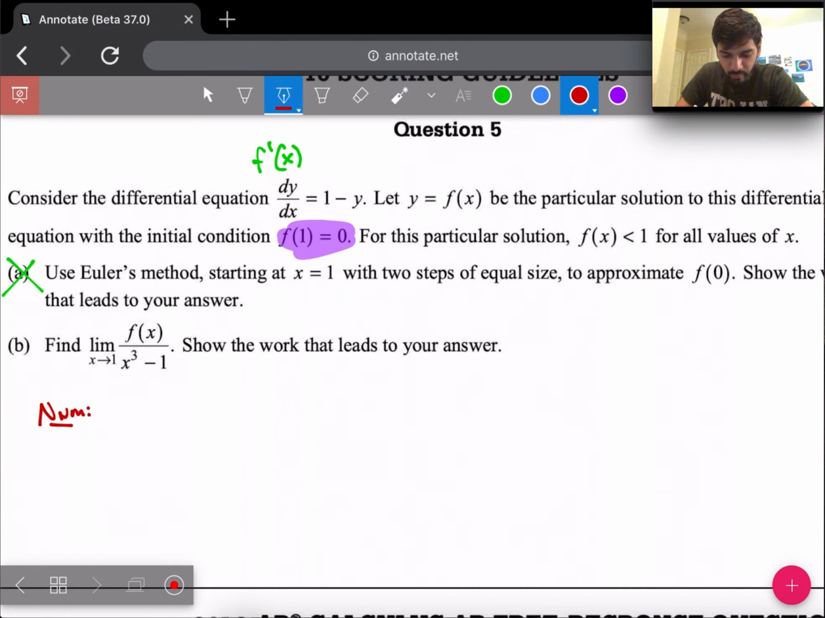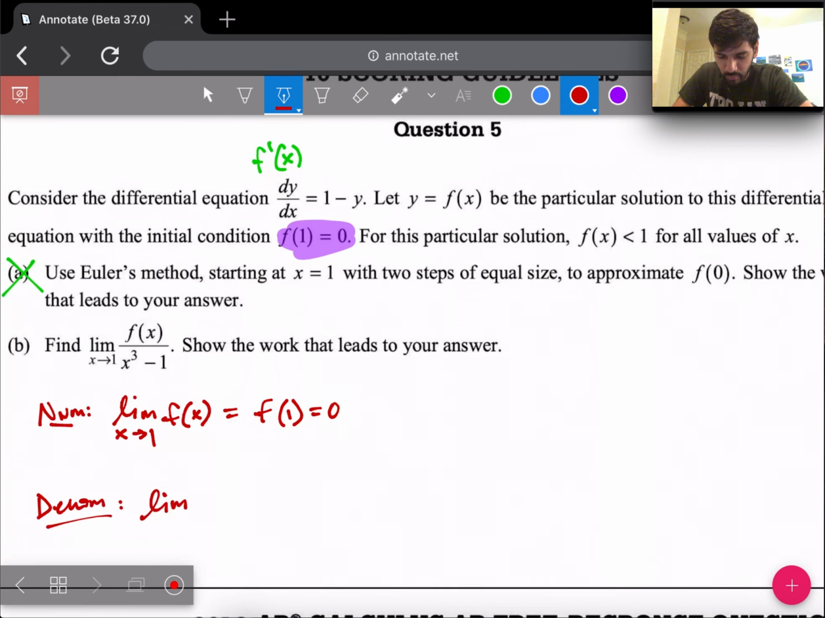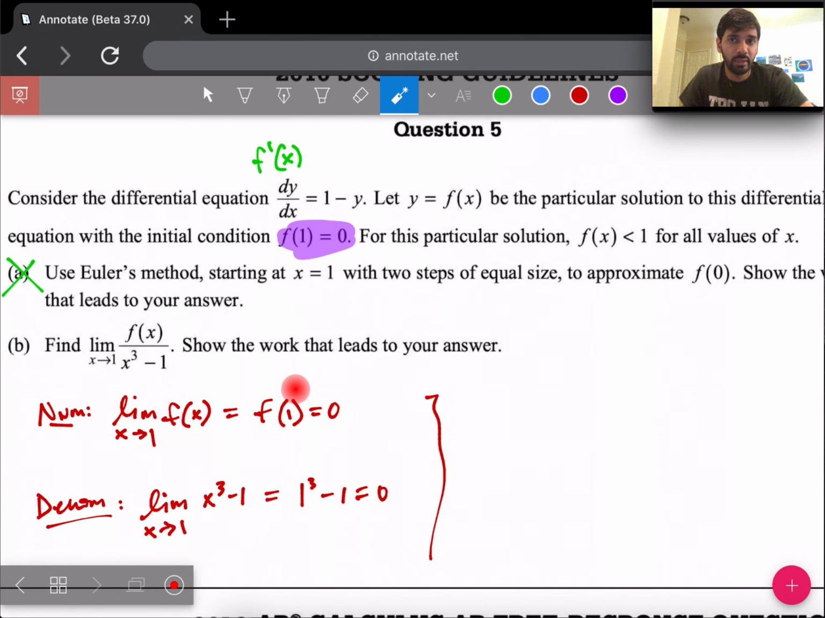But for the numerator, the limit we just said will be equal to 0. F of 0 equals, sorry, f of 1 equals 0. And then we have the denominator. The limit as x approaches 1 for x cubed minus 1 is equal to 1 cubed minus 1, which is equal to 0.